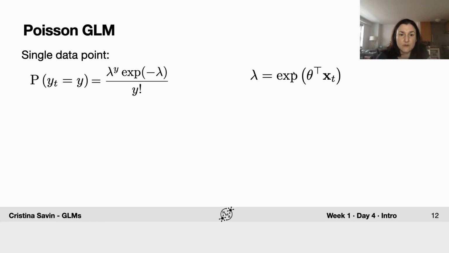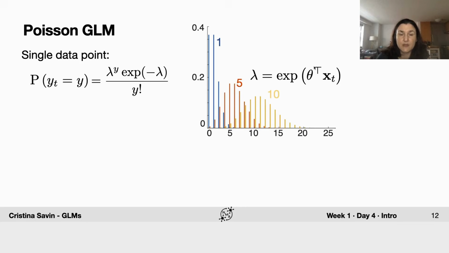Okay, so here I've written this in vector form just to keep things short. Now, lambda is the single parameter of this distribution. It gives both the mean and the variance. So we can see on the right how this looks for three particular settings of lambda. The bigger the lambda, the more symmetric the distribution. The smaller the lambda, the more skewed the distribution.